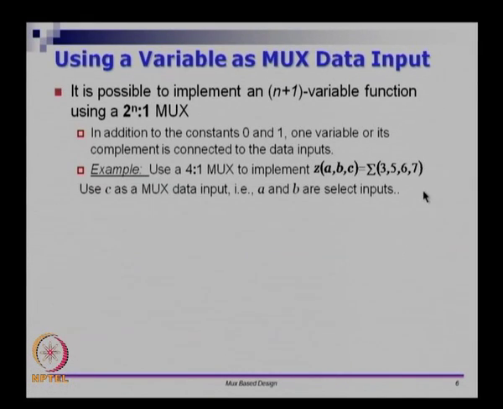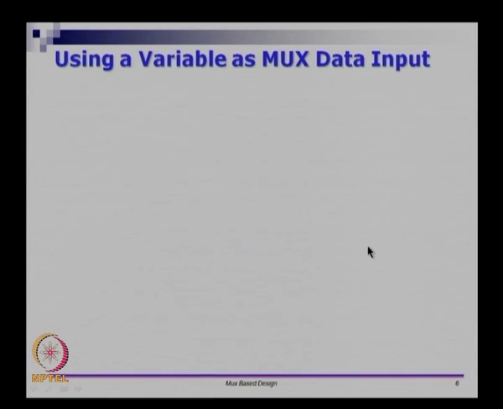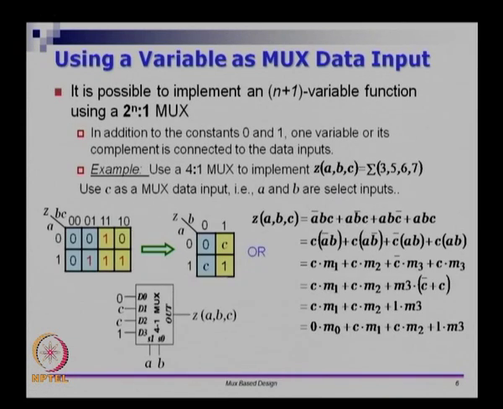This is exactly what we saw on the previous slide. So we saw 0, w1, w1 and 1. Here these are my ABC instead of w3, w2, w1. So what I just showed is a way of doing this whole thing using a 4:1 MUX. You give 0, C, C, 1 as inputs and A and B as the select lines, and you get Z as a function of ABC. So I am trying to show the same thing done in various different ways.